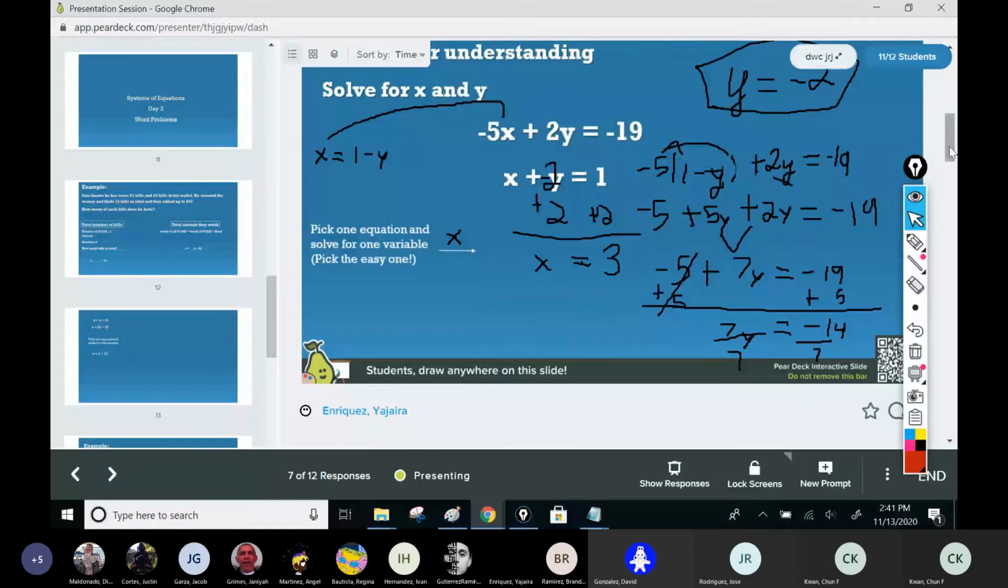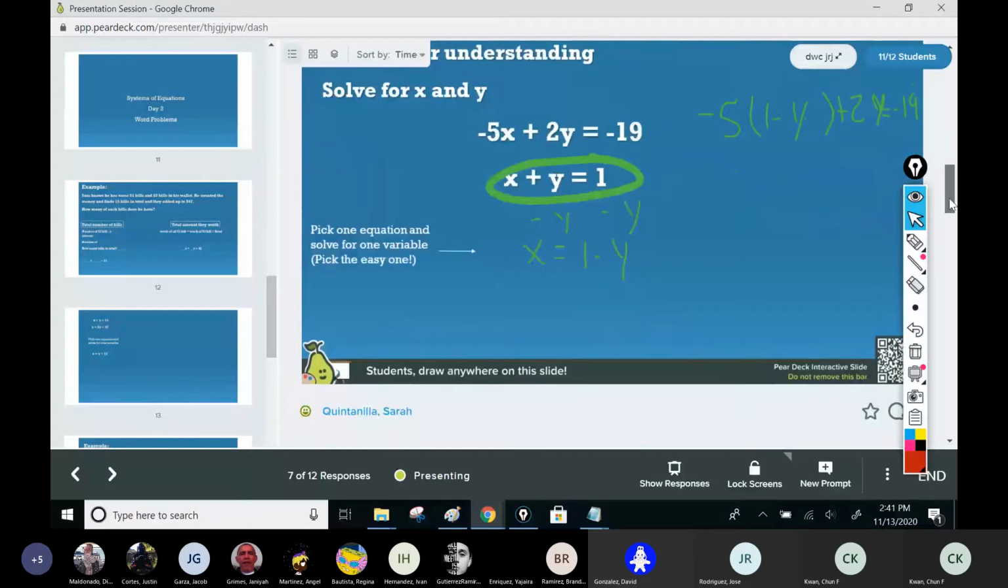Yeah, Jared, you got it. Good, awesome. Sarah, are you stuck? The next step is you have to distribute the -5. Look at my screen, Sarah. There you go. So -5 times 1 is -5, and then -5 times -y.